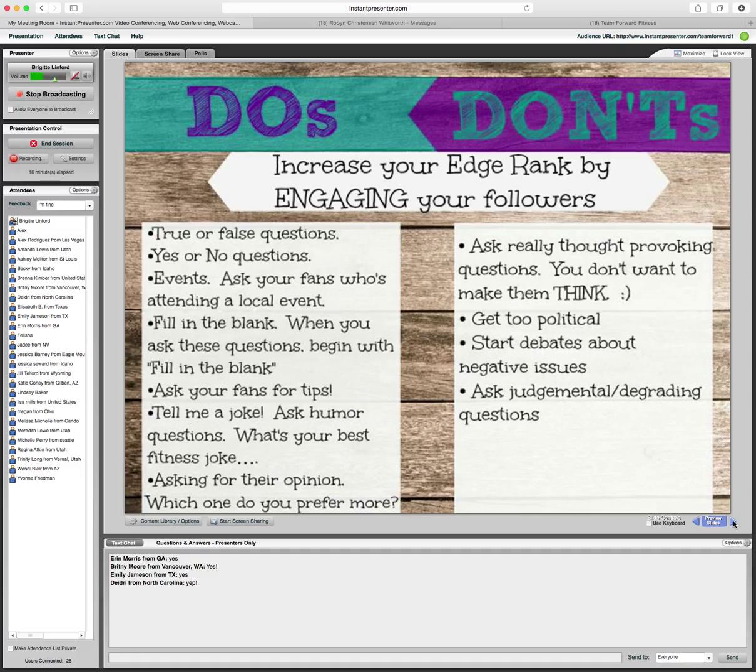Now, these are some of the posts that you can make that will increase your edge rank, because the more likes and comments your posts have, the more Facebook assumes that more people want to see it. Some of the things you can do are ask true and false questions, yes and no questions. You can talk about events coming up. Ask your fans, like, who's going to the concert this weekend, or who's going to the Easter egg hunt this weekend, or things like that.